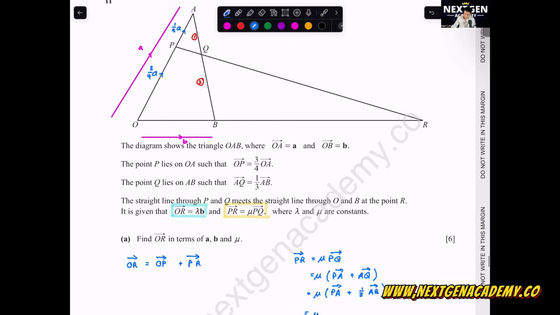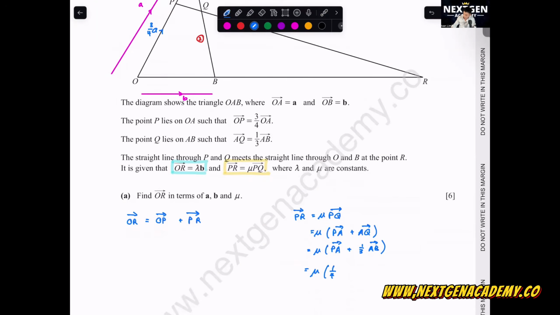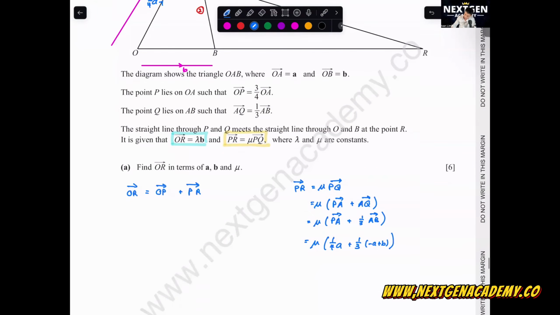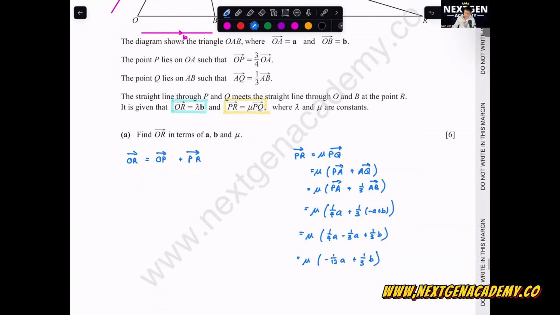PA according to the graph is 1 over 4A, plus 1 over 3 of negative A plus B. So here is mu times 1 over 4A minus 1 over 3A plus 1 over 3B. 1 over 4 minus 1 over 3 will be negative 1 over 12A plus 1 over 3B. Here also we can open up, but later only we will open up.